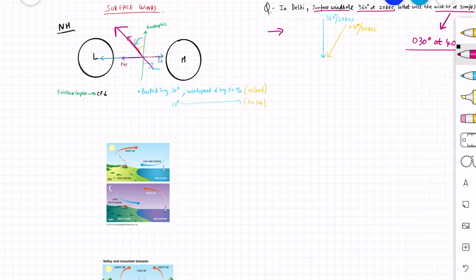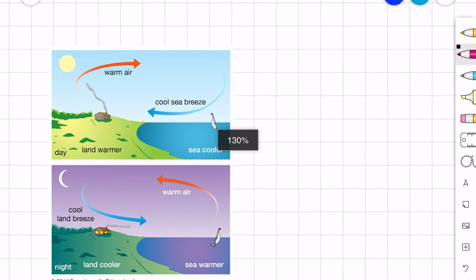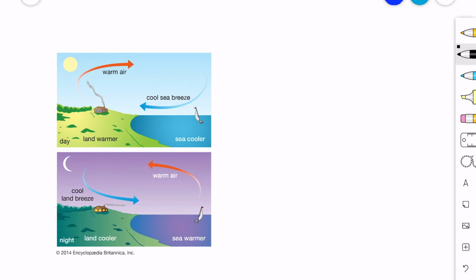Now let's talk about some other winds. Okay, so the next one is the sea breeze. This one is the sea breeze and this is the land breeze. We'll talk about both. So what happens in the coastal areas is that during the day, the land heats up more quickly than water.